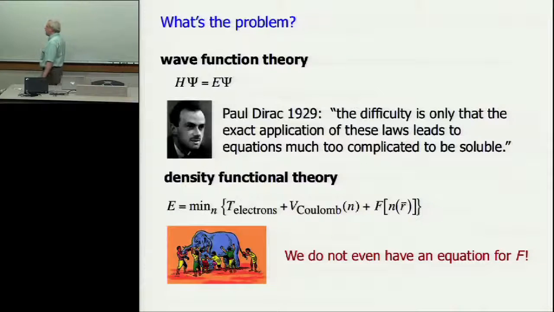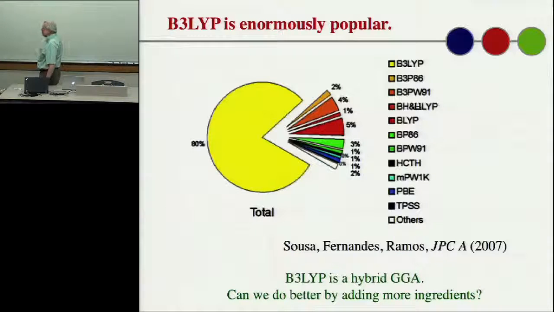And we have various constraints and experience with what would make a good functional, but we don't have an exact equation for the functional, other than going back and saying that it has to yield the same results as the Schrödinger equation. So there are functionals that have achieved a lot of popularity.